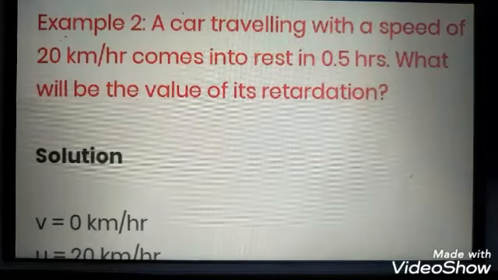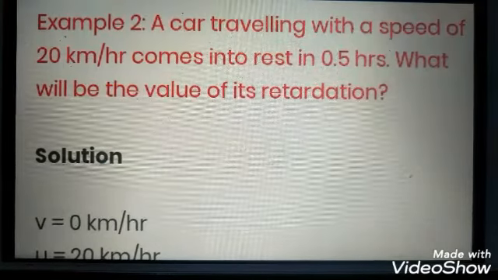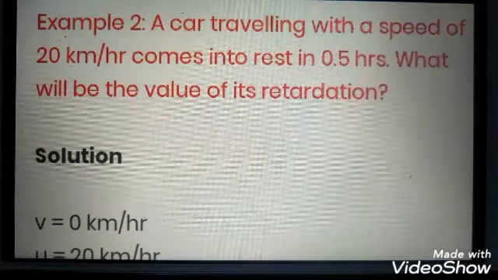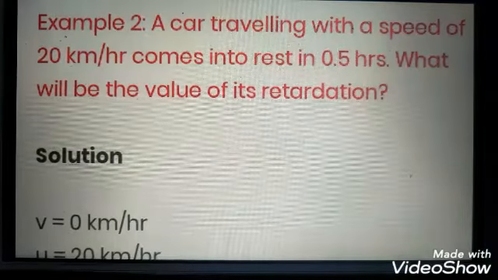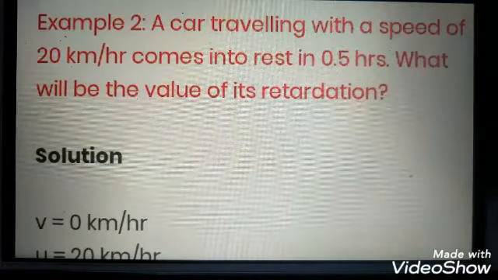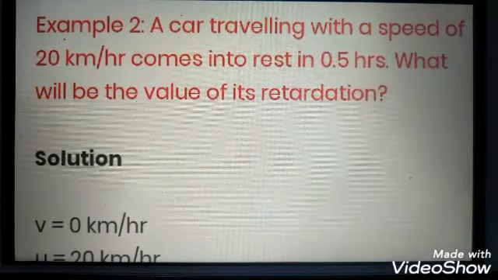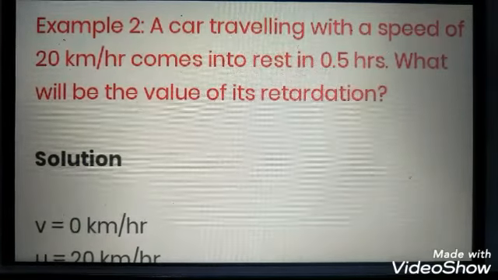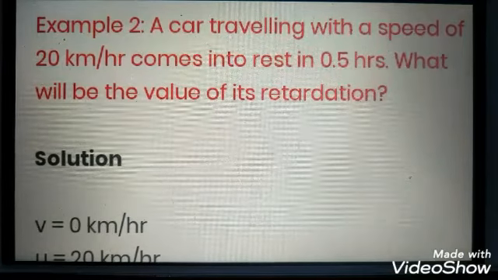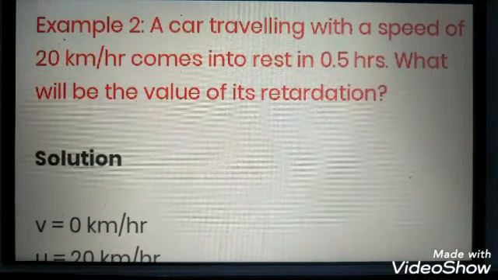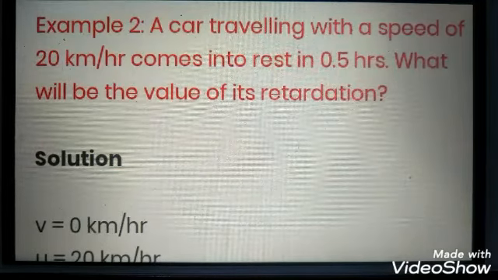The third example that we are going to see is a car traveling with a speed of 20 km per hour comes to rest in 0.5 hours. What will be the value of retardation? So here we have to find out the value of retardation, which is the negative acceleration. So what is given here? Speed is given to be 20 kilometers per hour and the time is 0.5 hours.